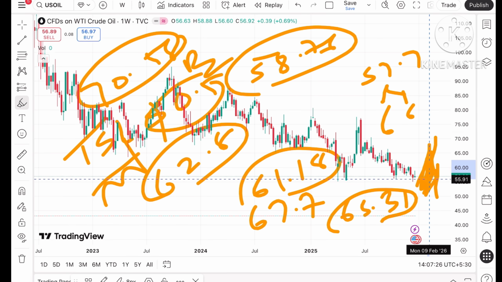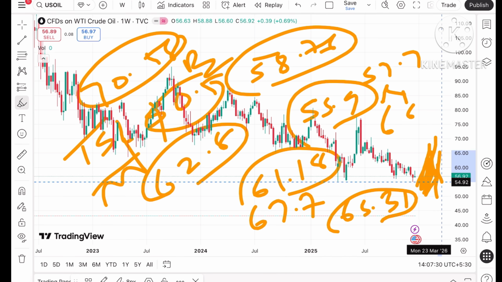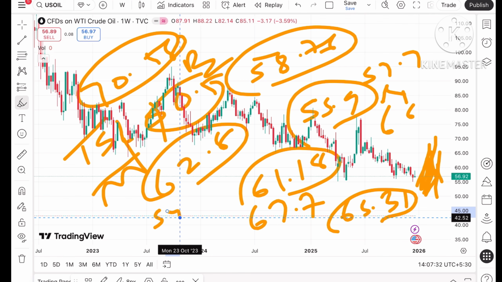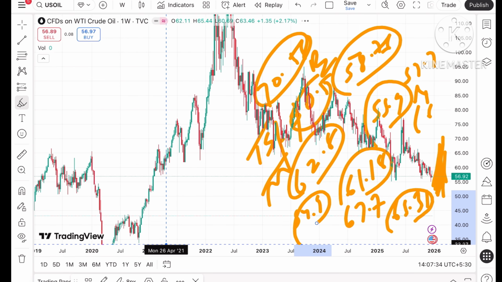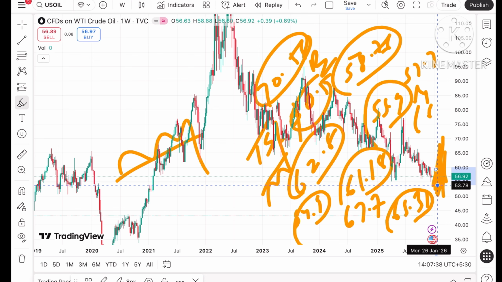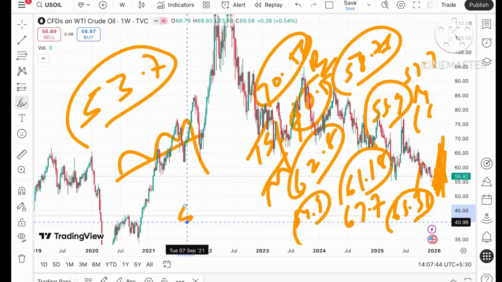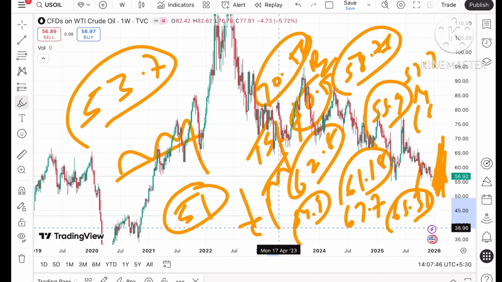But suppose if it starts coming down, we can see it can touch a level of $55.9, and if the price moves below that level, we can see it can touch a level of 54.9. This 54.9 is already tested, so the price will go further down, and if the price starts going below $53.7, a further fall can be seen and a probability of going towards $51.